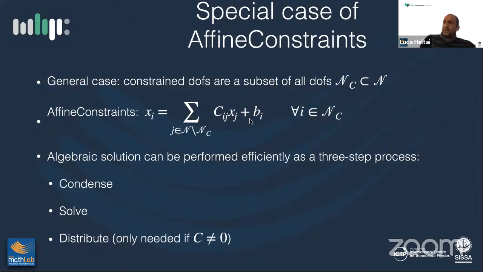But if you have these types of constraints and not just xi equal to b, then you have to do a little bit more steps in order to provide a good solution for your system. So the idea here is that you can perform an algebraic solution where you impose these types of constraints by doing this in 3 steps. So you first condense, so you perform kind of the same thing that we did before, but taking into account the fact that you also have a matrix here that multiplies the unconstrained degrees of freedom to make them equal to the constrained degrees of freedom. You solve the system, and then you distribute this, which is only needed, of course, if G is different from 0. Okay, so let me show you how this is done.